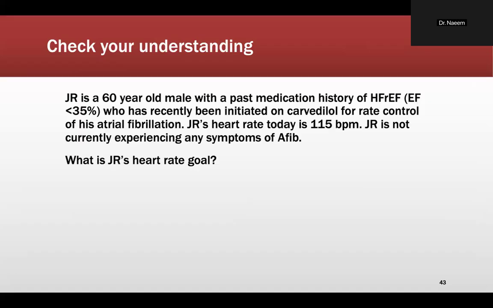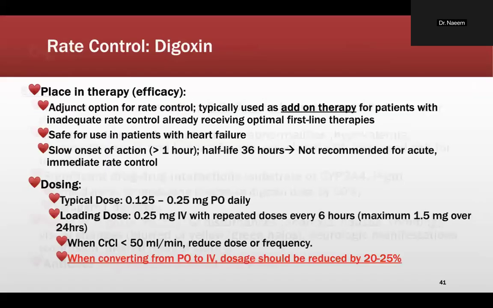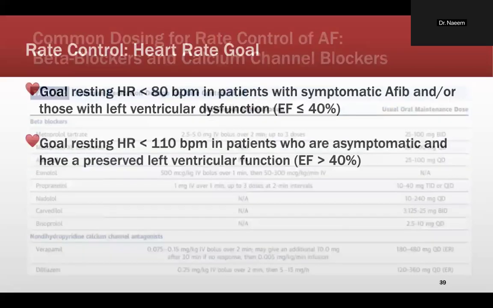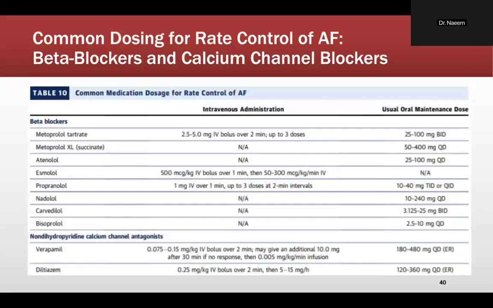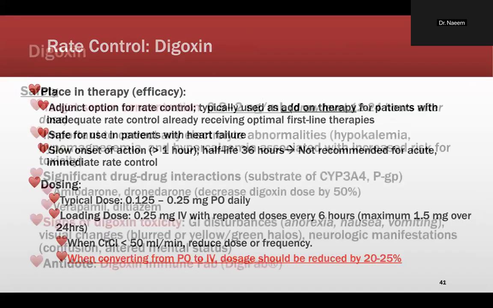Hopefully you arrive at the answer of less than 80 beats per minute. That is because, again, the patient has heart failure with reduced ejection fraction, so their EF is less than 40%. Less than or equal to 40% is the cutoff. And this patient has an EF of less than 35%. So our goal is less than 80 in such patients. This particular slide highlights that for you. Okay, moving right along.